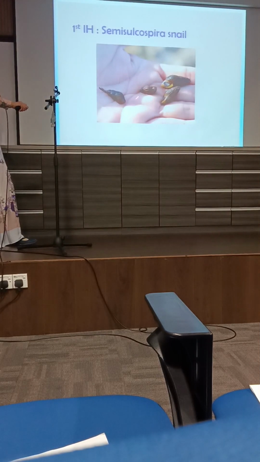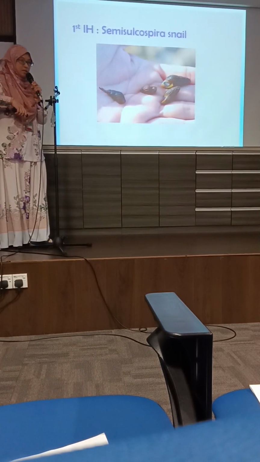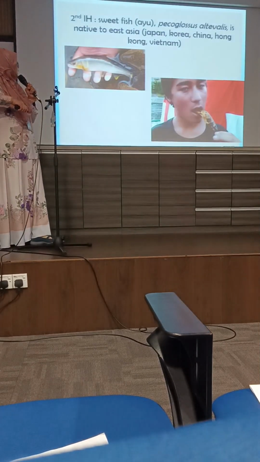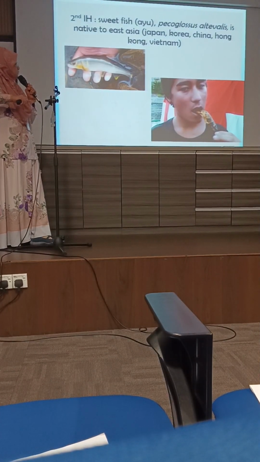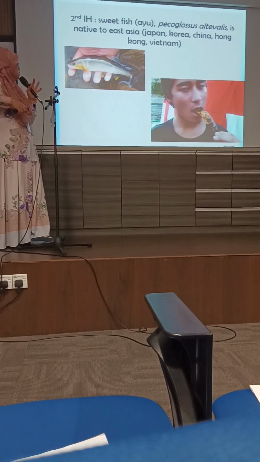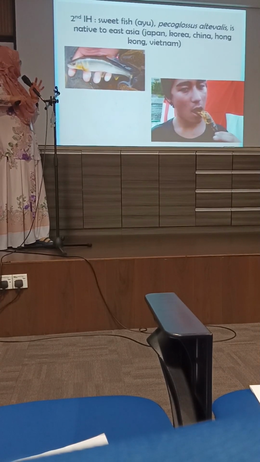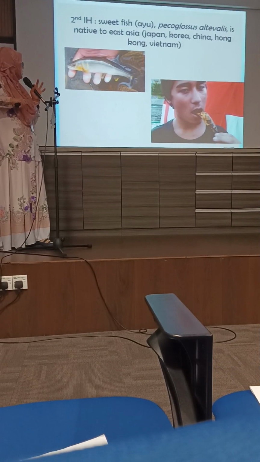So this is Semisulcospira snail, which serve as the first intermediate host for Metagonimus yokogawai. Okay, this is sweet fish. Kenapa panggil sweet fish? I duk Google sebab rasa ikan tu sangat manis. So that's why dipanggil sebagai sweet fish. So you can get infections through consumptions of raw sweet fish. So sweet fish ni serve as the second intermediate host. Native to East Asia, Japan, Korea, China, Hong Kong and Vietnam.